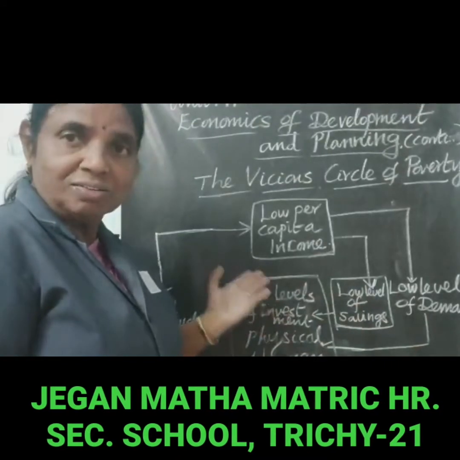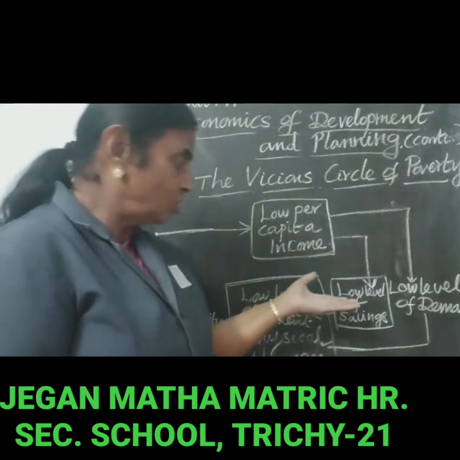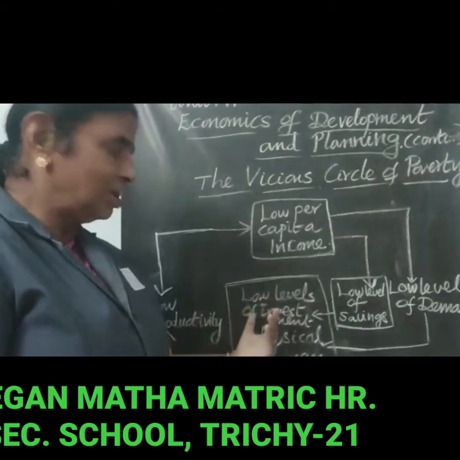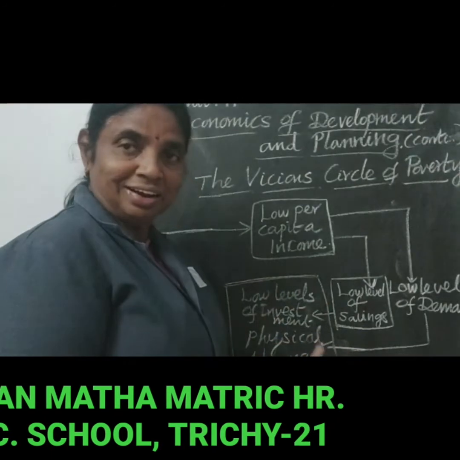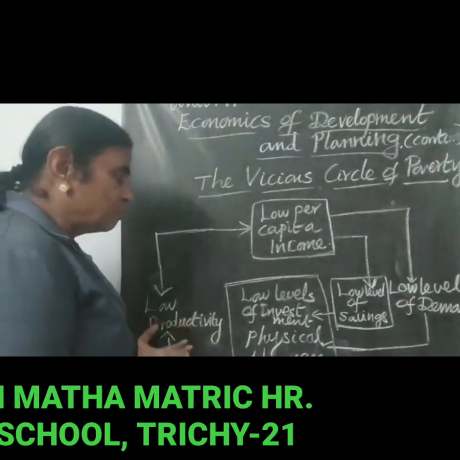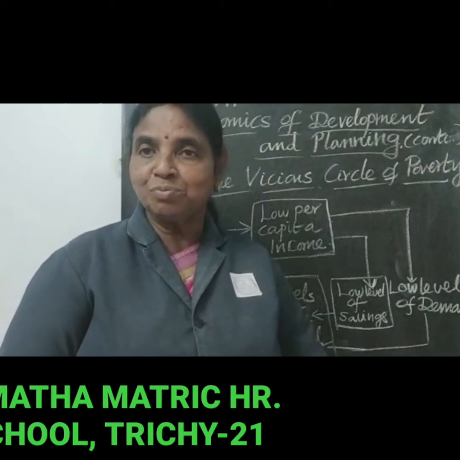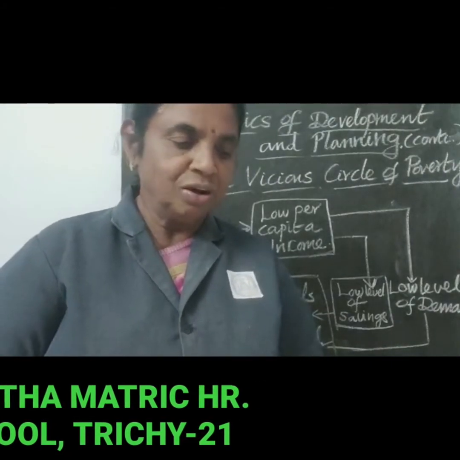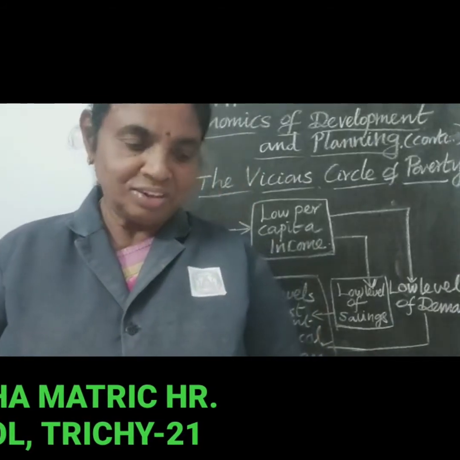In the same way on the supply side: low per capita income results in a low level of savings. When the savings are less, there is a low level of investment in capital, both physical and human. As a result, low productivity occurs, and low productivity results in low per capita income of the person. So the vicious circle of poverty operates on both the demand side and the supply side.